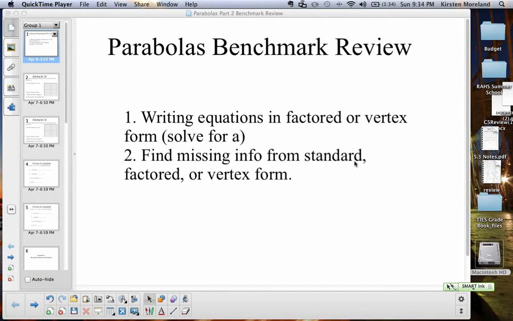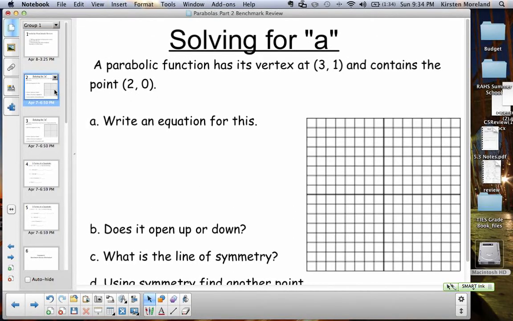And then we're going to do finding missing information from any of the three forms. And I'm just going to be focusing on intercept form. You can get the rest from my previous video if you'd like. But these are going to be the main focuses on the benchmark. All right, so we're going to start by writing equations given the vertex and another point.